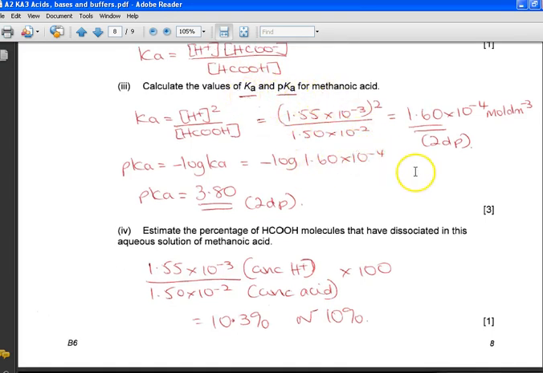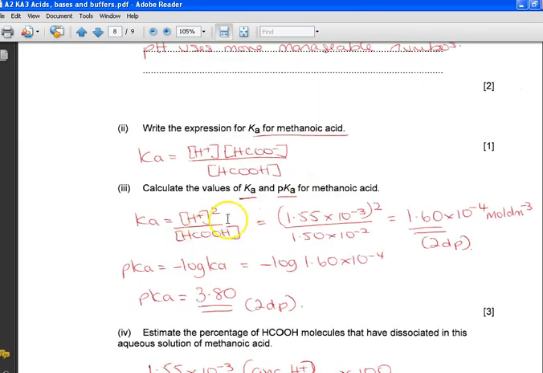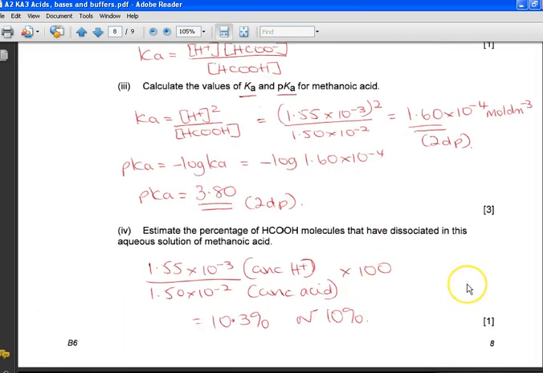Calculate Ka and pKa, straightforward enough with the information that you're given up here in the question. H+ squared, with the assumption that the conjugate base and H+ are at the same concentration. Put those numbers in. There's Ka, and of course pKa is minus log of Ka. So that's very straightforward. And I think a couple of you didn't do this second part, so you missed out on a mark there.